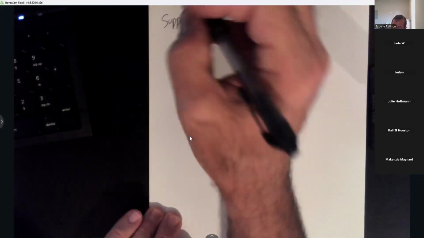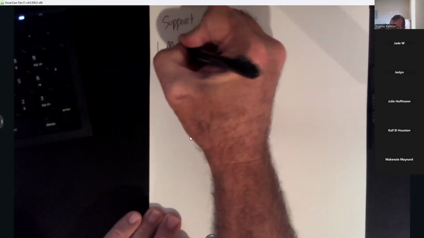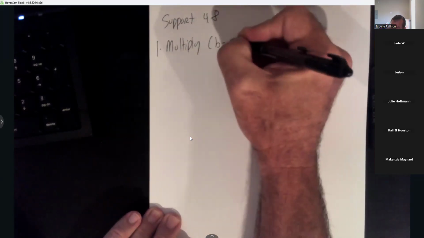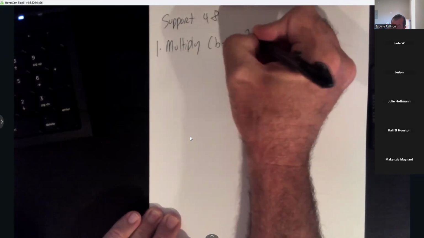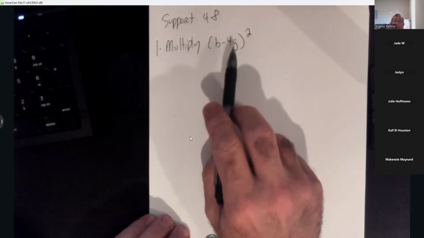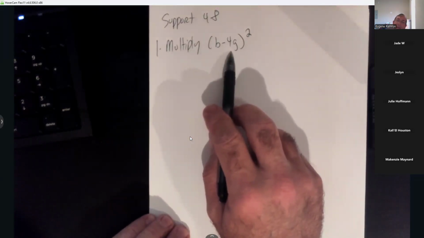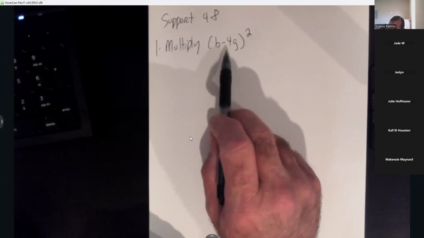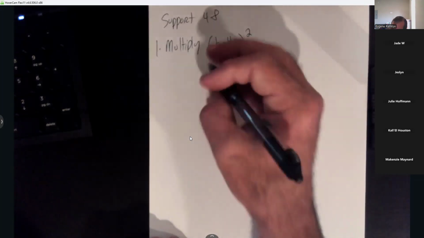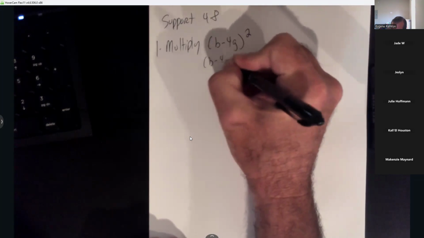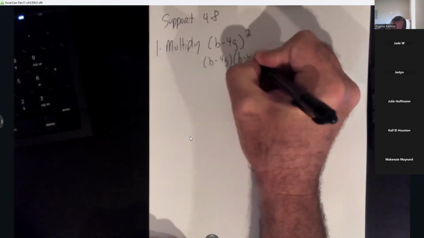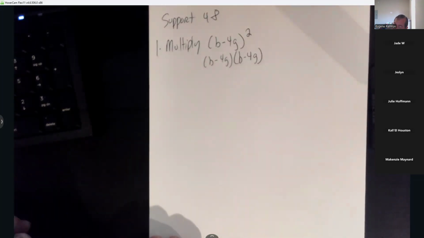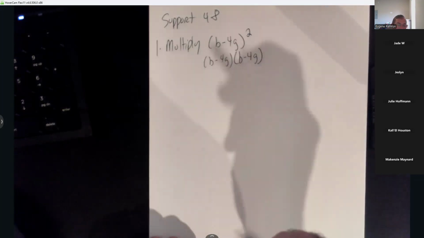It had 4 problems. So the first one wanted me to multiply, and I'm going to multiply b minus 4g squared. So this one was to get you ready for the foiling that I did in 4.8. So this 4 minus bg squared wants me to do what? Foil it. 4 minus bg times b minus 4g. Just letting you know that when you got something being squared, you got to write it twice.